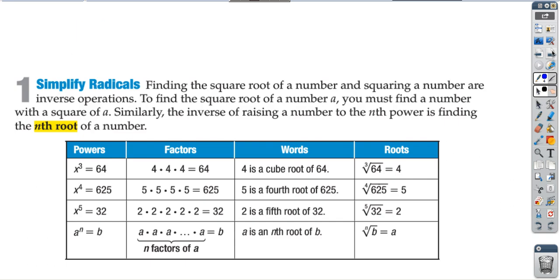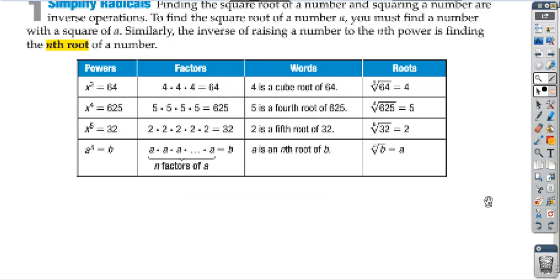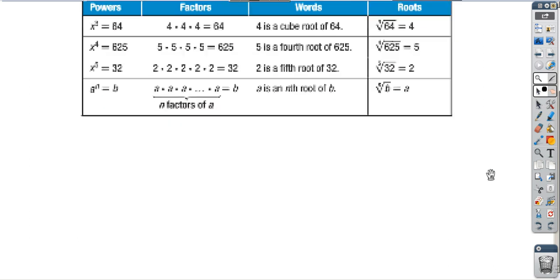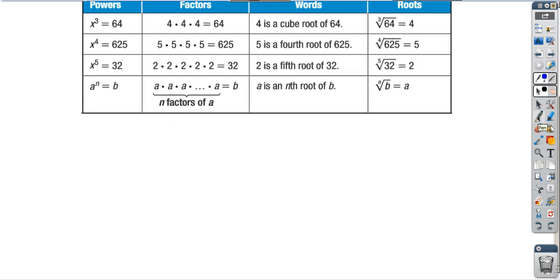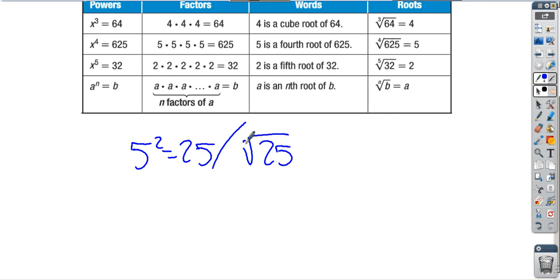Alright, so first thing is just to clarify what a root is. You can see from this table right here, if you were to say, for example, 5 squared, and you were to say 25, the opposite of squaring something is taking the square root. So even though we don't write it, there's really a little 2 right there. It's saying, what did you square to get 25? And the answer would be 5.